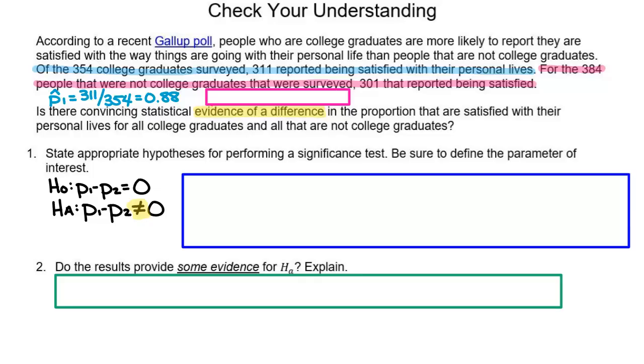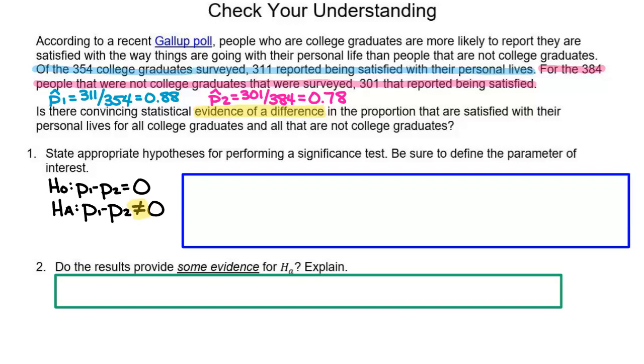What would P hat 2 be? About .78. So do we have evidence for a difference? Yeah, they're not the same. So I have some evidence. Is it enough to be convincing? Not yet. Not before I run a test, but I do have some evidence for this.